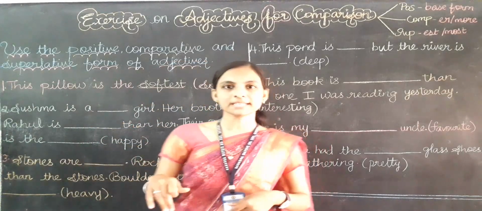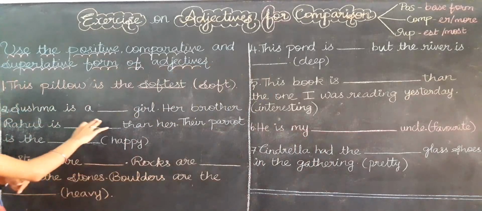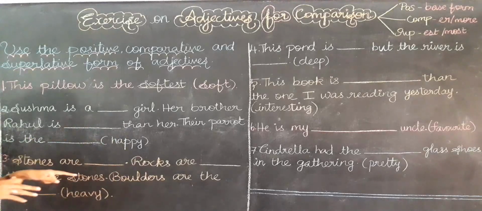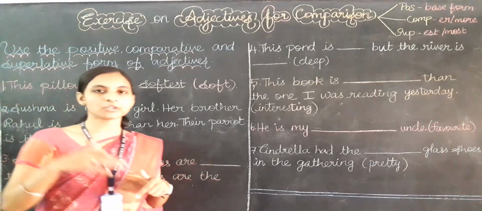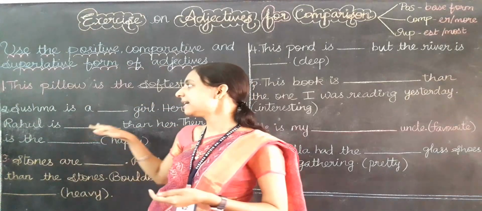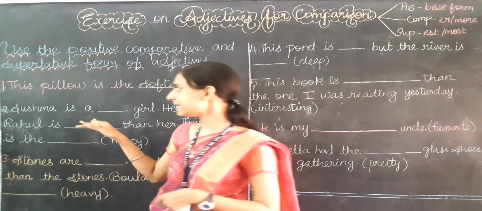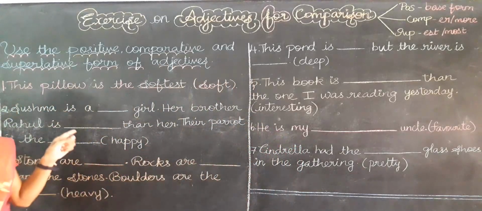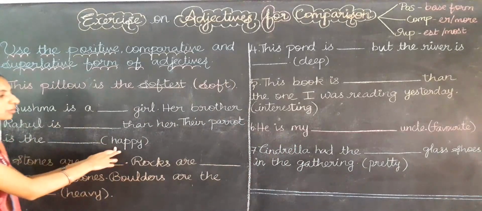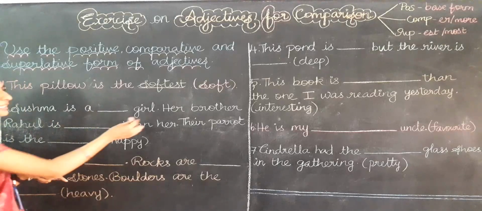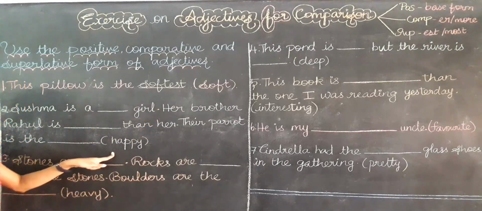Okay. Next sentence. Sushma is a dash girl. Her brother Rahul is dash than her, and their pet parrot is the dash. Here they are comparing, and all the 3 forms have been used in this second sentence. In the first sentence they are telling that Sushma is a dash girl. In a normal way they are going to talk about Sushma only. So we need to use the adjective happy. Here they are not comparing Sushma with anyone else in the first sentence, so we can write the base form directly.